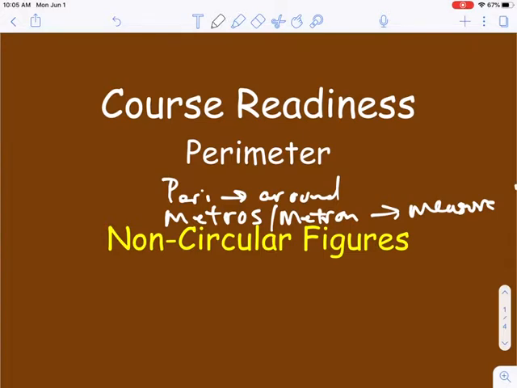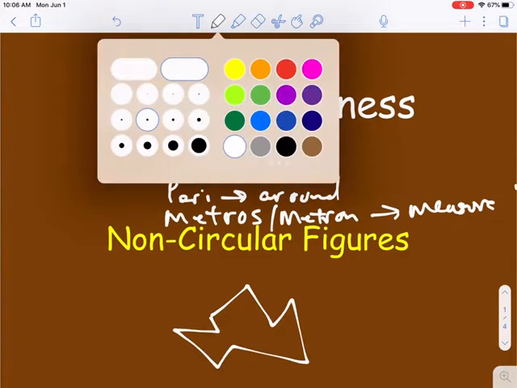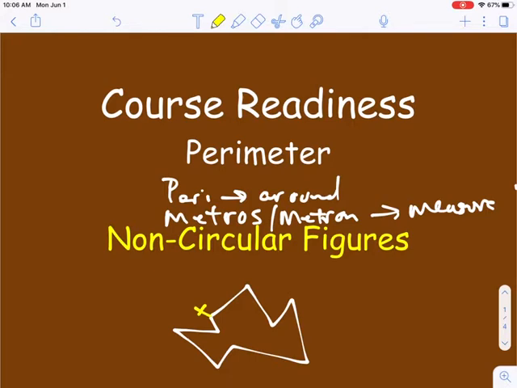So when you talk about the perimeter of a figure, you're always talking about the outside of the figure, and you're talking about the distance to go completely around that figure. So if you've got some shape that looks all wacky like this, if you start here, you're going to go all the way around the entire shape, and the perimeter would be that distance that it takes you to get back where you started. So that's what perimeter is.